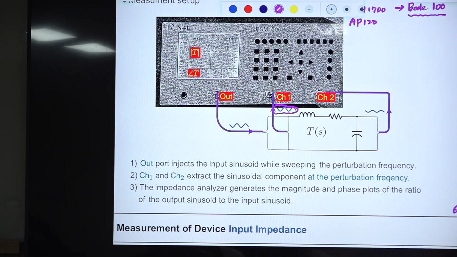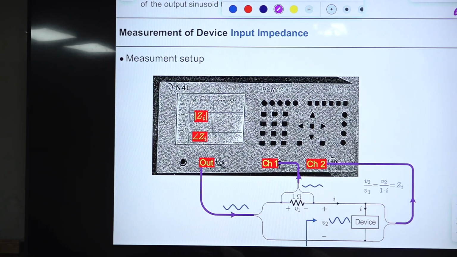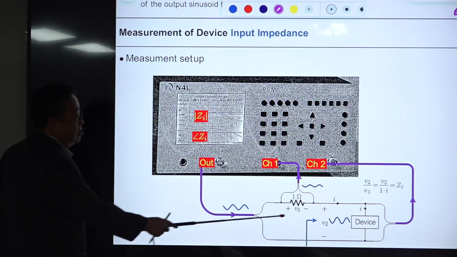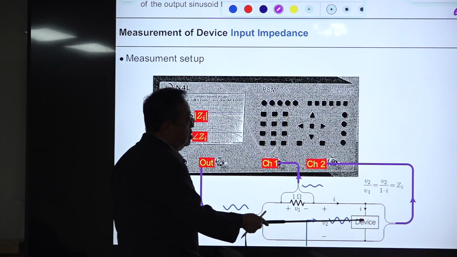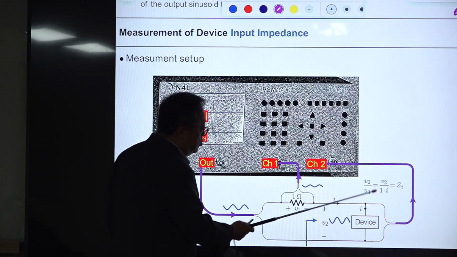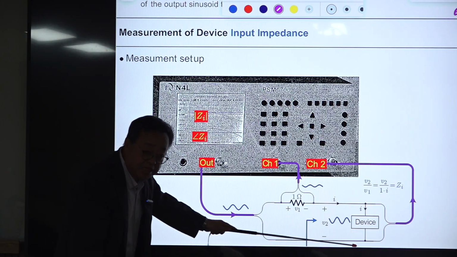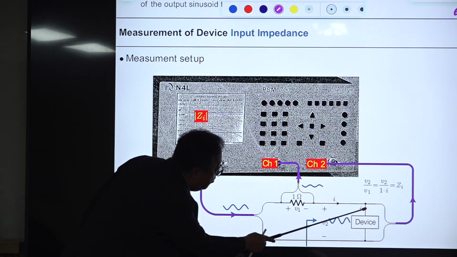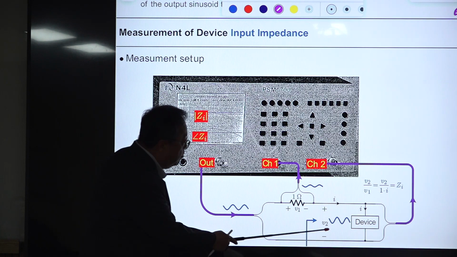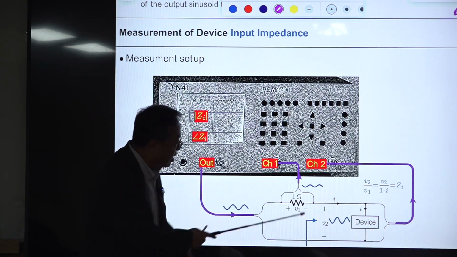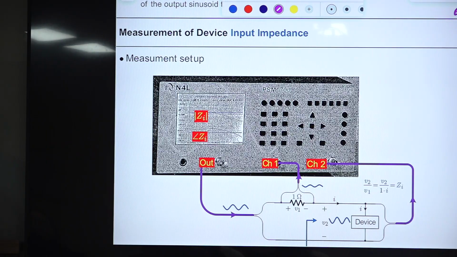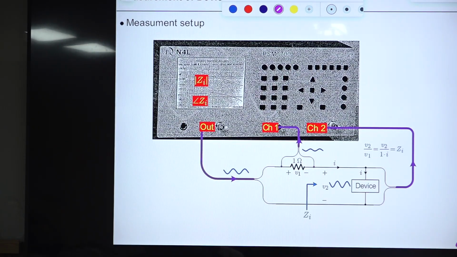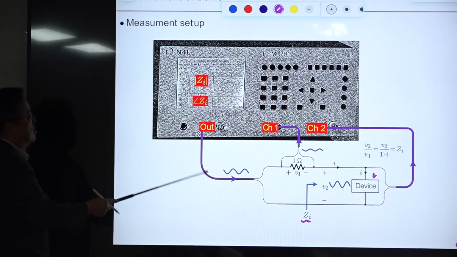Another thing here. Suppose you have this device, and you don't know what is inside of it. Somehow you want to know the impedance of this device. So you need to measure V across this device, and you measure I. Then you divide V by I, and you will get the impedance seen through this device. So this will be the input impedance of the device. Then use this equipment, and this is the output.